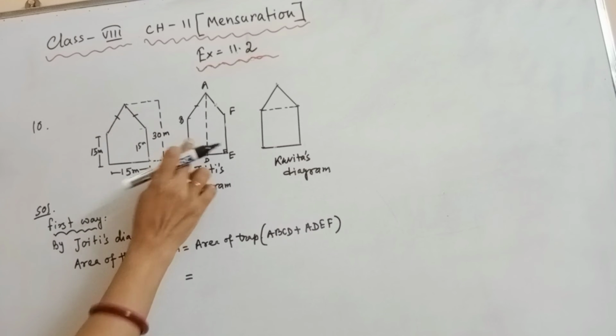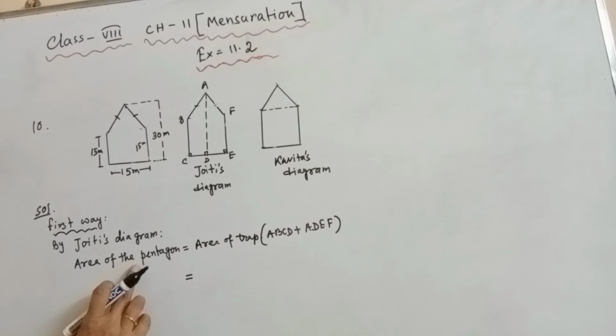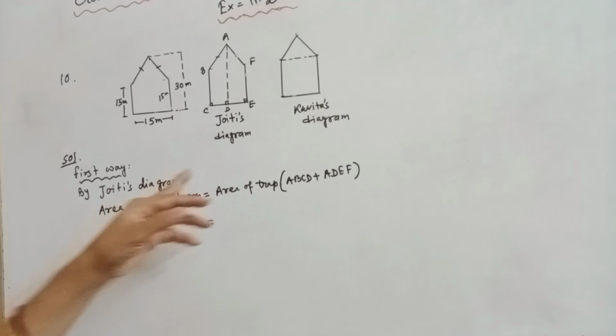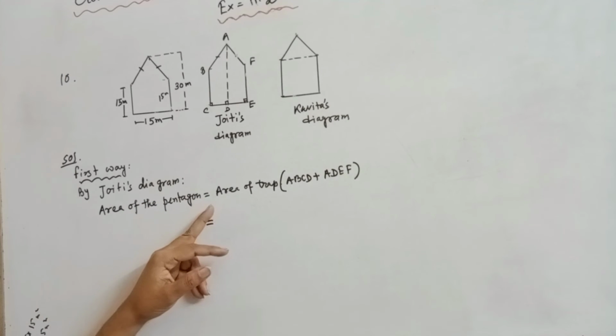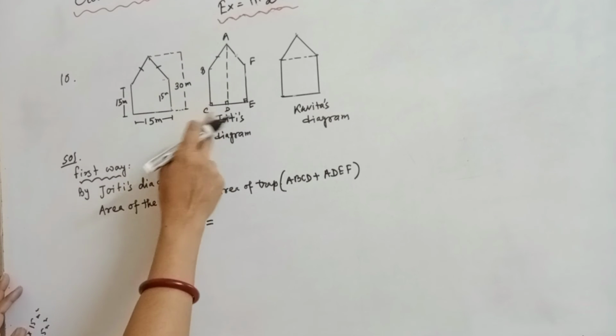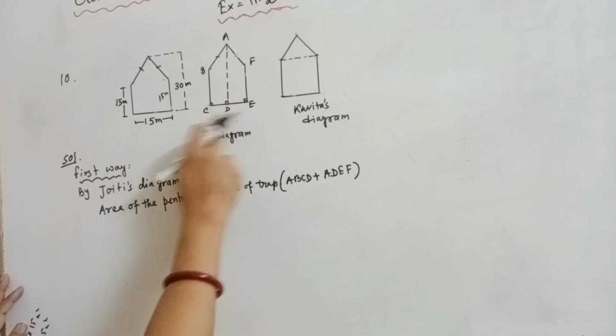So we will first find the area of the pentagonal shaped park by using Jyoti's diagram. By using Jyoti's diagram, we want to find the area of this figure. So the area of this pentagonal shaped figure is equal to, we have marked this as A B C D E F, Jyoti's diagram.